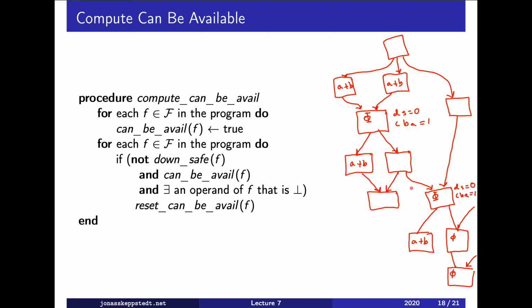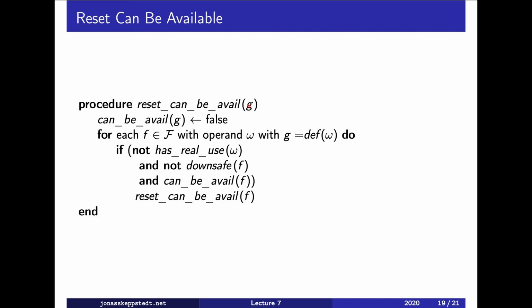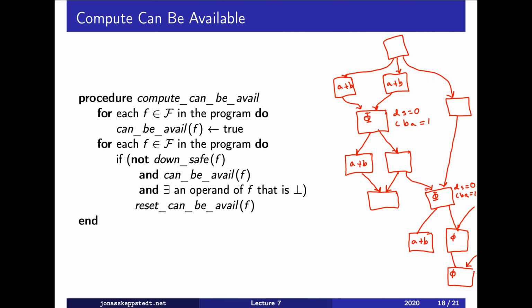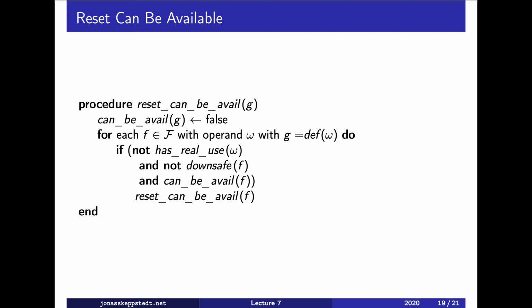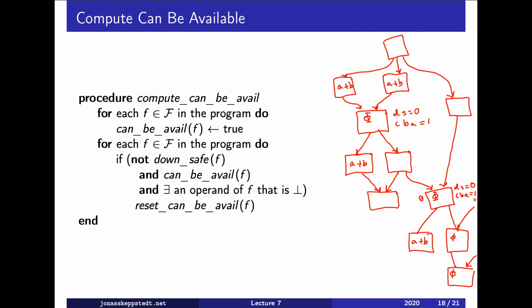So say now that this f is this one, and when we come to reset can be available, the variable is instead called g. So we write g here. Okay, and then what we do is to set the can be available to false. So we set that to false, and then we check phi functions which have operands defined by g. That means this one.